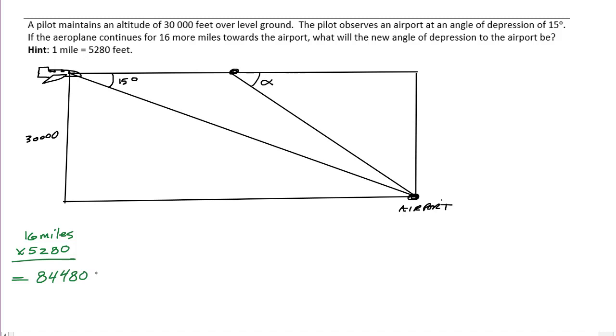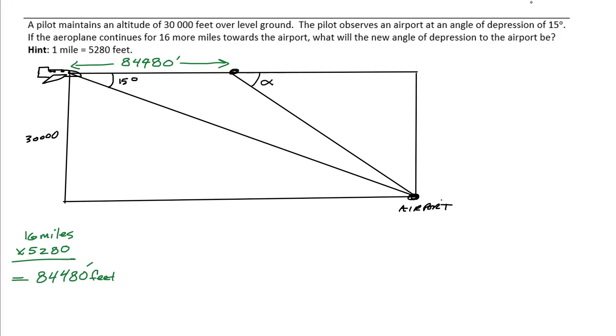All right, so that's how many feet it is, or we can just put a little dash next to it, which means feet. So I'm going to write that up here. That's this distance right here. That's how far he traveled, right? 16 miles or 84,480 feet.